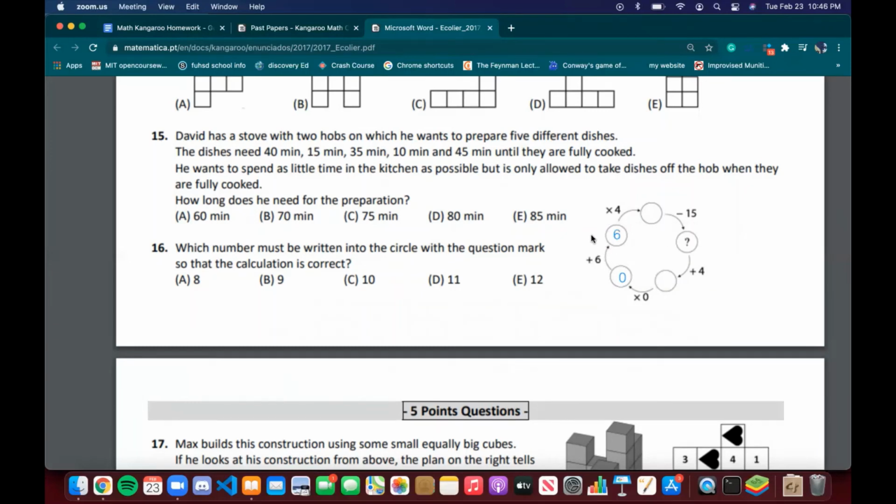This is 6. This is 6 times 4 is 24. And then 24 minus 15 is equal to 9. So we know that the question mark is equal to 9. So our answer for 16 would be B.